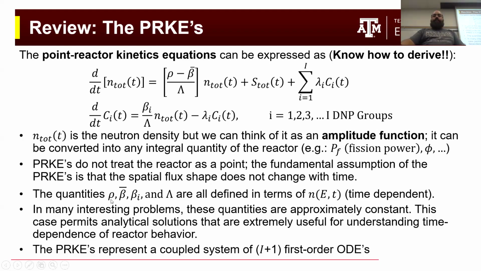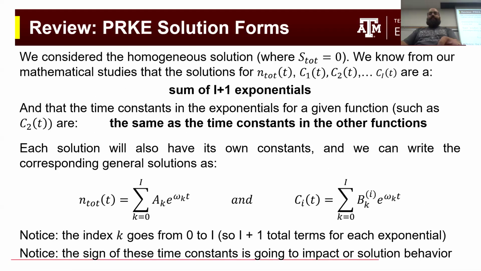A lot of these quantities that appear in the point reactor kinetics equations, like the reactivity rho and the delayed neutron fraction beta, end up depending on the neutron density, but in lots of problems we can treat them as constant, and that was what we started doing last time. These are a coupled system of I plus one ordinary differential equations. And that was what we were talking about last time with solutions to these equations.